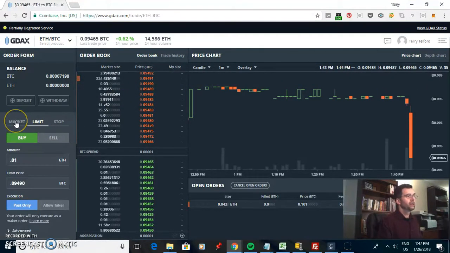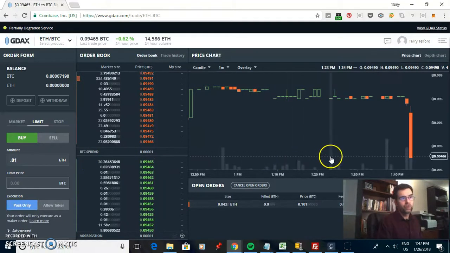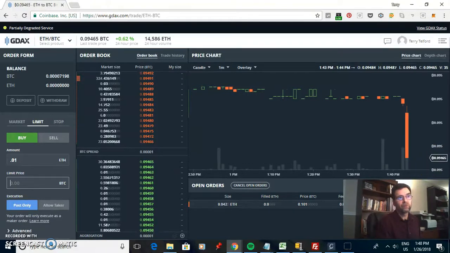Now, this area here is a very, very important section when you're going to be trading. You've got the market trade, a limit, and a stop. Stick on the limit, and you don't pay any fees when you buy or sell. So let's say, for example, we wanted to buy 0.01 Ethereum, because that's the minimum that you could buy on this platform. And I decide the limit price, or the price that I'm willing to pay, I'm just going to look over here, 9465 is where it's sitting right now. You can see that here. Now it's 9465, so you can see that's where the price is right now.